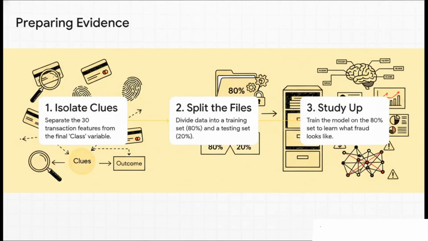But before our detective team can hit the streets, we've got to prep the evidence. First, we isolate the clues. These are the 30 different data points about a transaction from the final outcome. Then, we split up all our case files. We use 80% of them to train our model, and we hold back the other 20% to test it later on. Finally, it's time to study up. The model goes through that huge training set and starts to learn the subtle patterns of what fraudulent activity actually looks like.